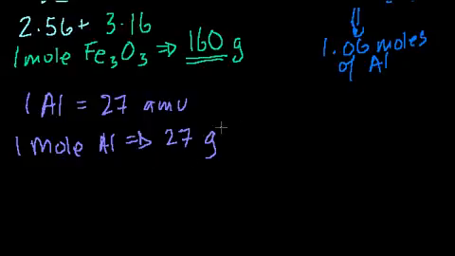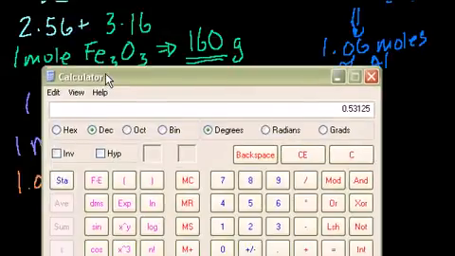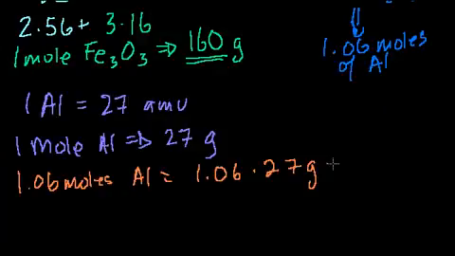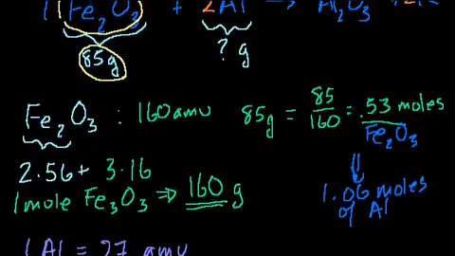So if we need 1.06 moles, how many grams is that going to be? 1.06 moles of aluminium is equal to 1.06 times 27 grams. And what is that? 1.06 times 27 equals 28.62. So we need 28.62 grams of aluminium in order to essentially use up our 85 grams of the iron 3 oxide.